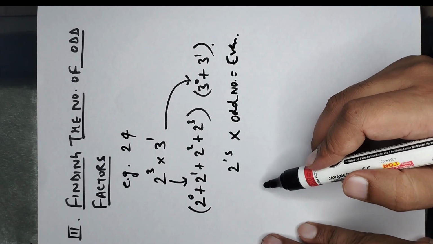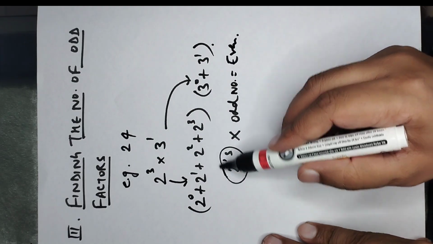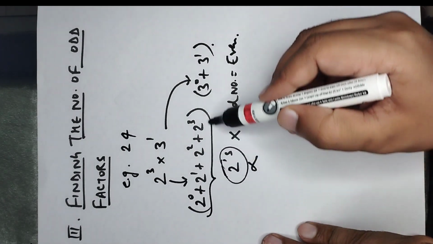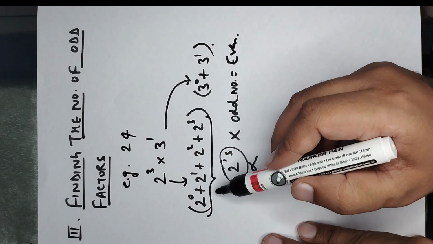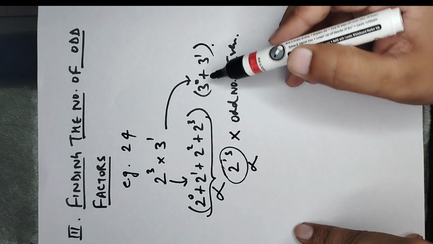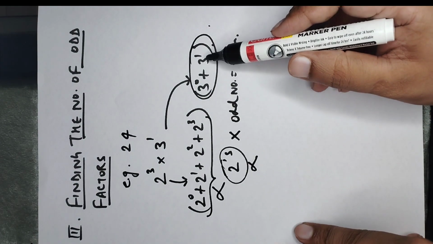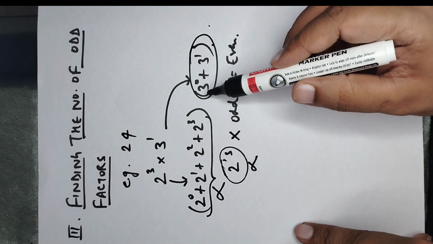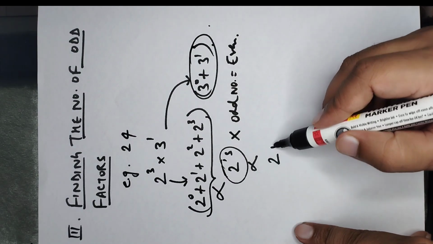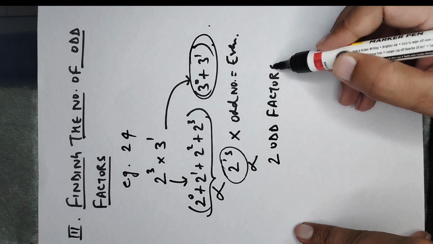As we have to find the odd factors, I have to eliminate all the 2's, all the factors of 2. Now what we can see here is that we have 4 factors of 2 over here, so I have to eliminate all of them. Then we just have to see the remaining factors. Now you can see that there are 2 factors of 3. As there are 2 factors of 3, I can simply say that there are 2 odd factors.